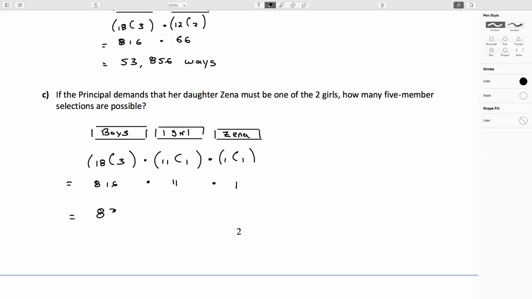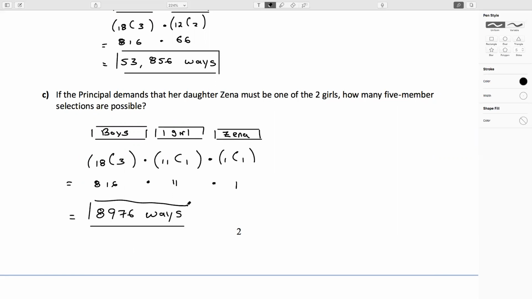8,976 ways to pick. Compared to our 53,000 from before, it's a lot lower because we have less people to choose and we have more specific criteria. So usually the more specific something is, the less combinations you'll get. And the more broad the criteria, the more ways something can be done.